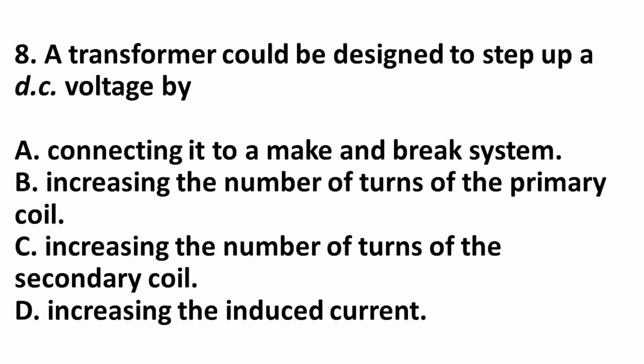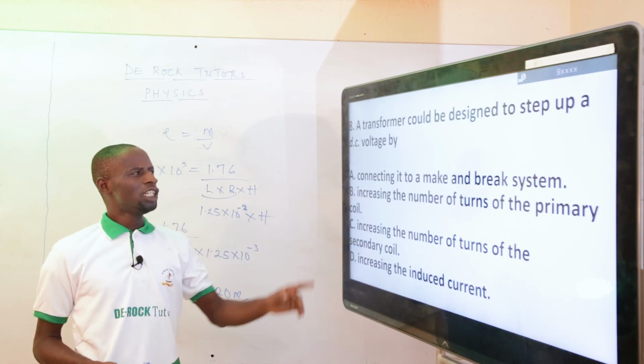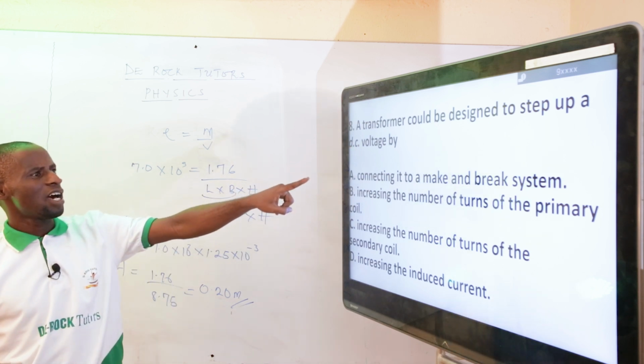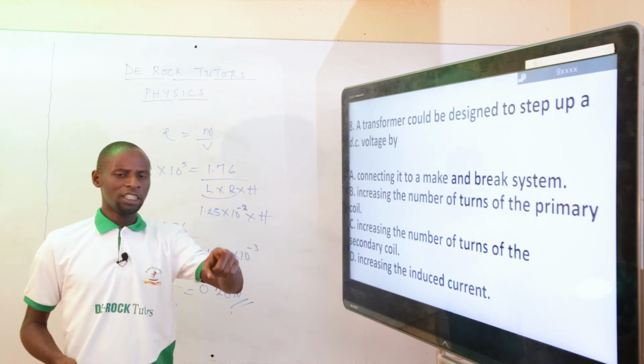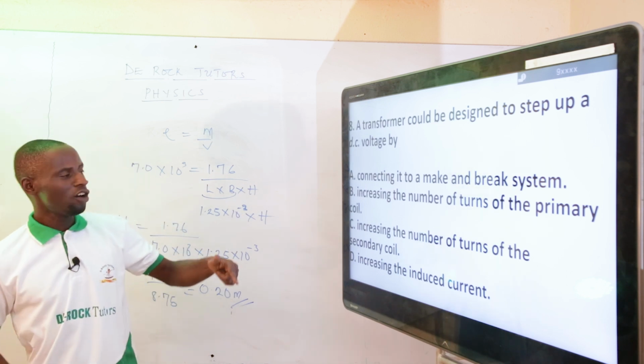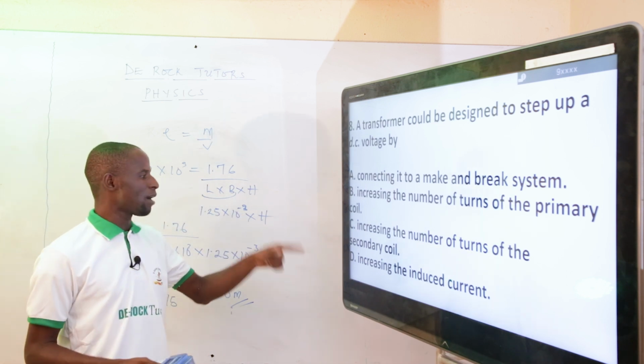Next question. A transformer could be designed to step up a DC voltage by. So the only area where this transformer can be used as a step-up transformer is when the number of turns in the secondary is more than the number of turns in the primary.